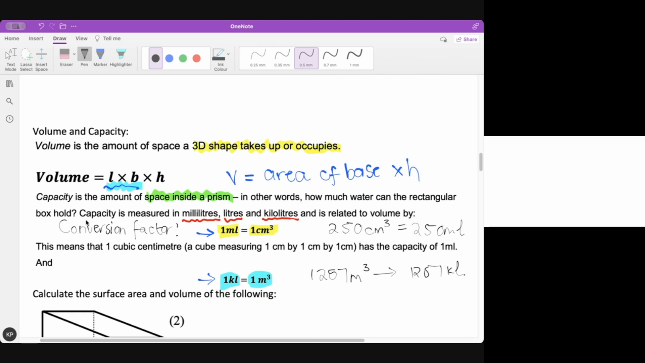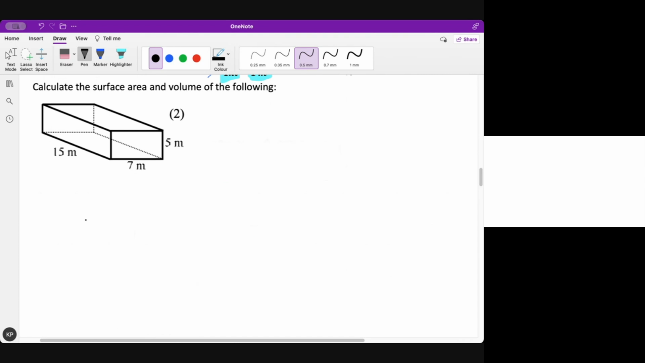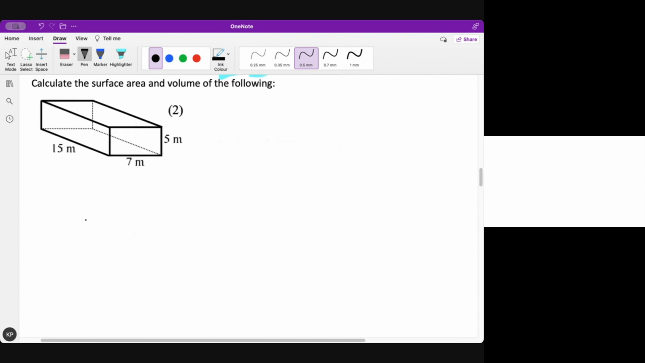So let us get practicing. Okay. Calculate surface area and volume of the following. Now, today's lesson is titled rectangular prism. So you know that everything you're going to get after here is a rectangular prism. But later on, we're going to mix up the shapes a little bit and see what happens. Okay. So I'm going to start off by calculating volume.